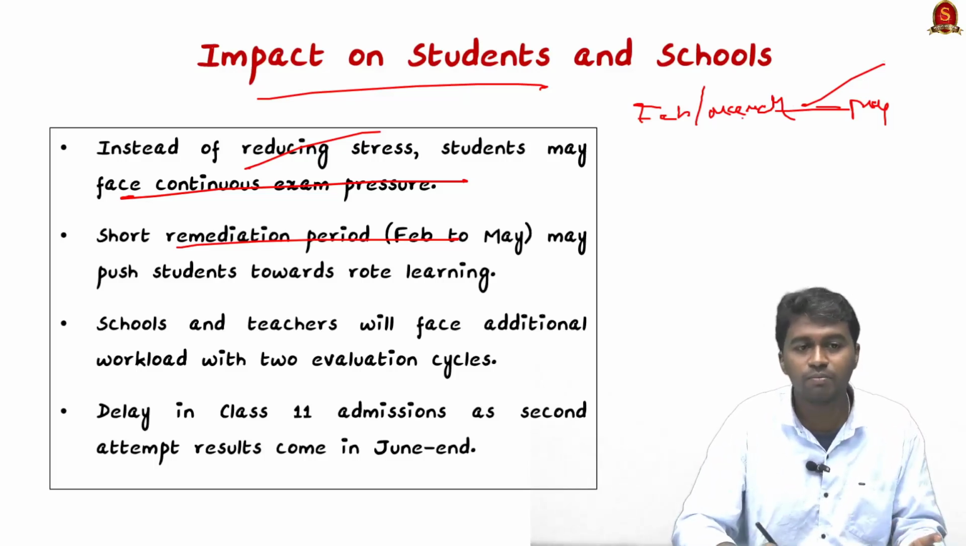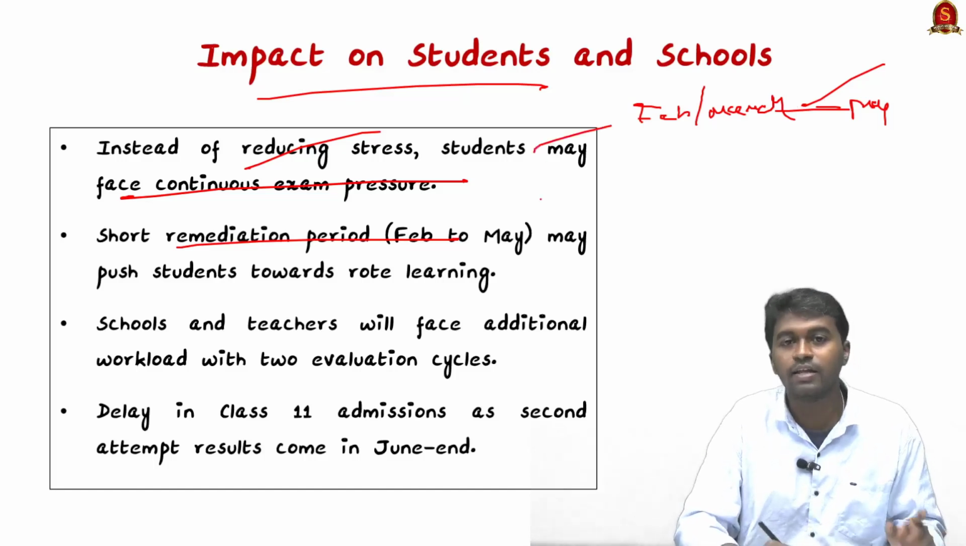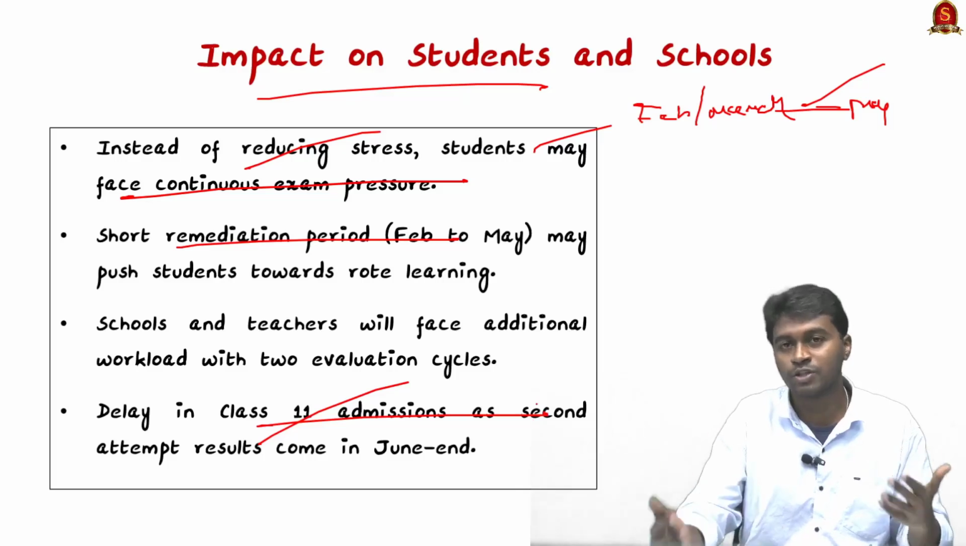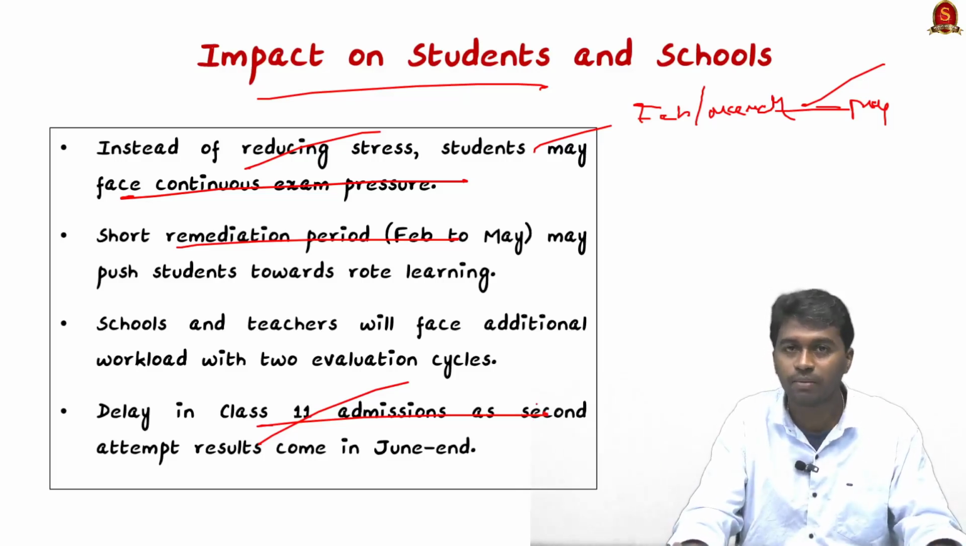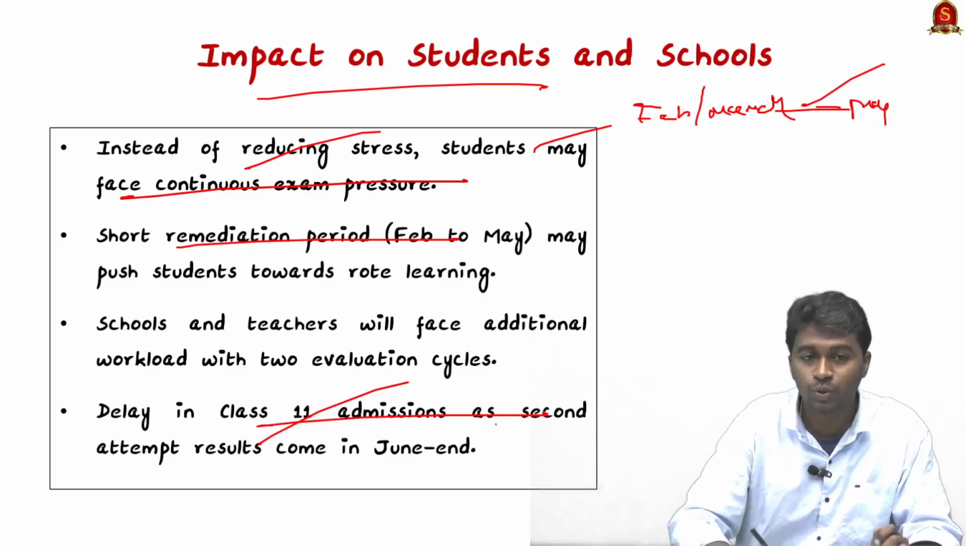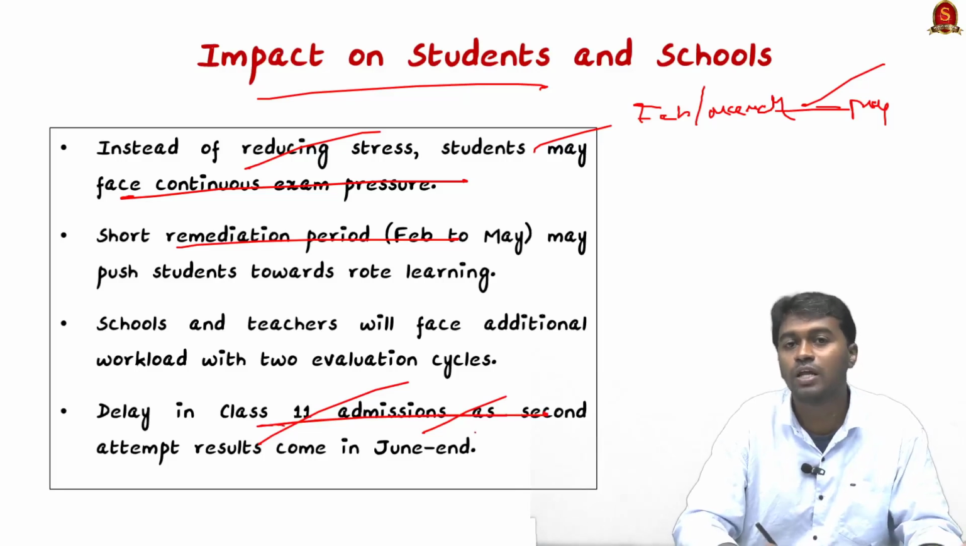And another major issue is the delay in the admission to the 11th standard. For example, if the students are reappearing for the examination in May, then the result will be delayed, and the students have to wait for a very long time to get admission to the 11th standard.